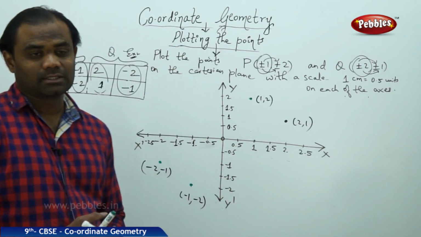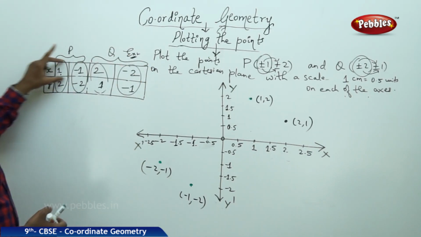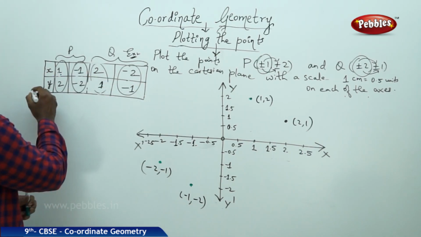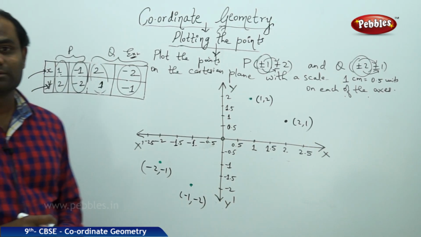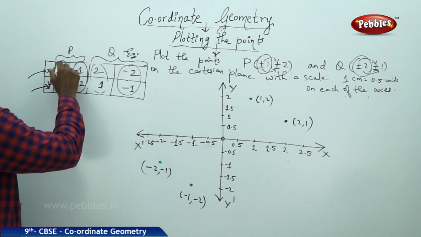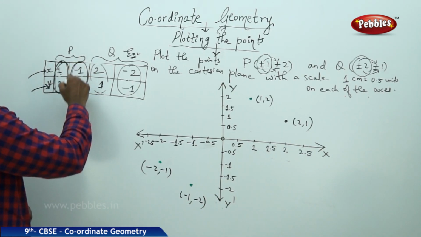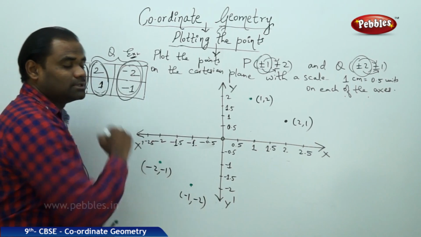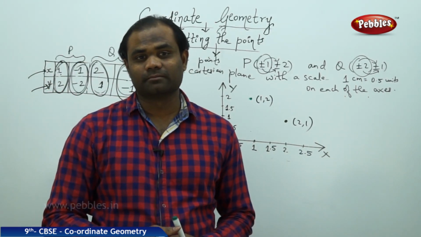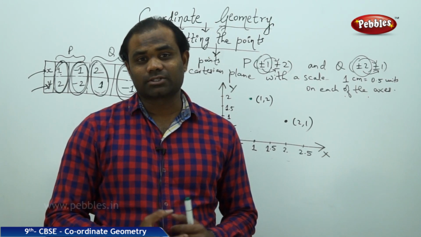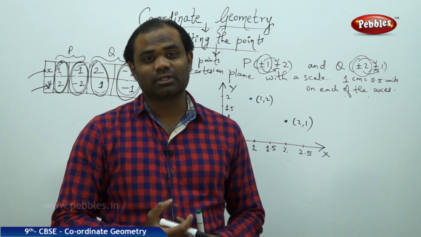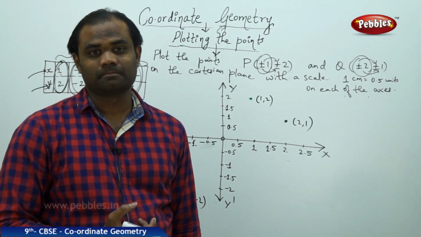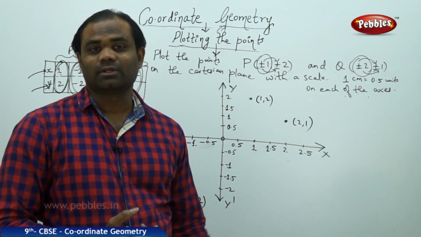Plotting the points is done through the construction of the table, with the first row with all x values of the given points and the second row with all the y values of the given points, and then plotted accordingly through the pairs. The first pair gives the first point, the second pair gives the second point, the third pair gives the third point, and the fourth pair gives the fourth point on the Cartesian plane. That is how we understand the plotting of points on the Cartesian plane using the concept of scaling.